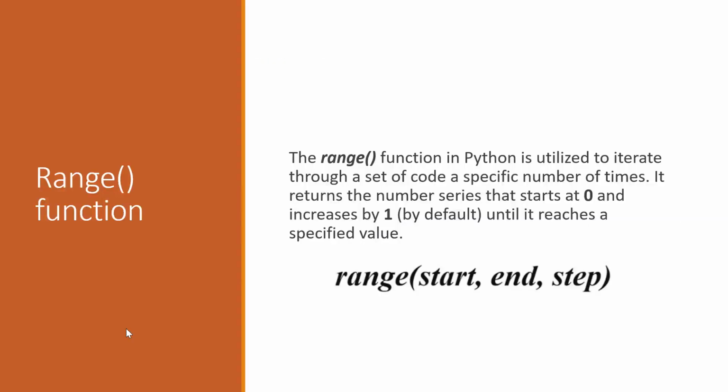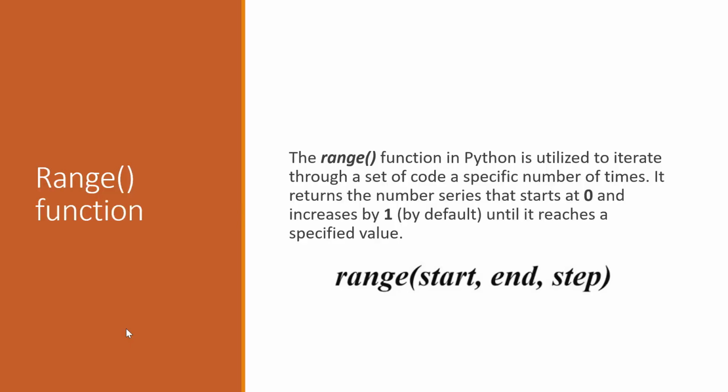Now after this, let us discuss one very useful function that is commonly used in the for loop. The name of this function is range. This range function is utilized to iterate through a set of code a specified number of times, and it returns the number series starting from 0, and it increases its value by 1 by default until it reaches the specified value. However, we can also specify the starting and the ending of the number series, plus we can also specify the sequence in which we want the number series. By default the sequence is increment of 1, but we can also change this.